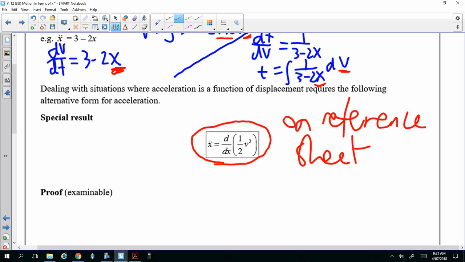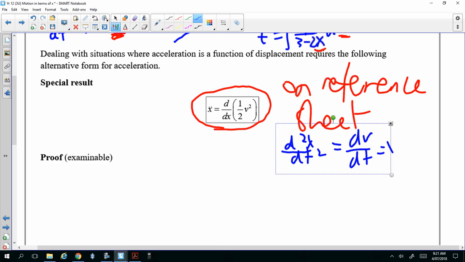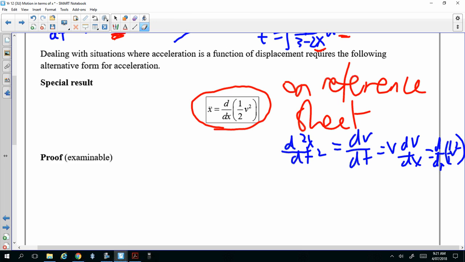On the reference sheet, it says d2x over dt squared equals dv over dt, equals v dv over dx, equals d over dx of half v squared. So this is on the reference sheet. But we still need to know how to prove it, because the proof is examinable. So we need to see why acceleration is d over dx of half v squared.